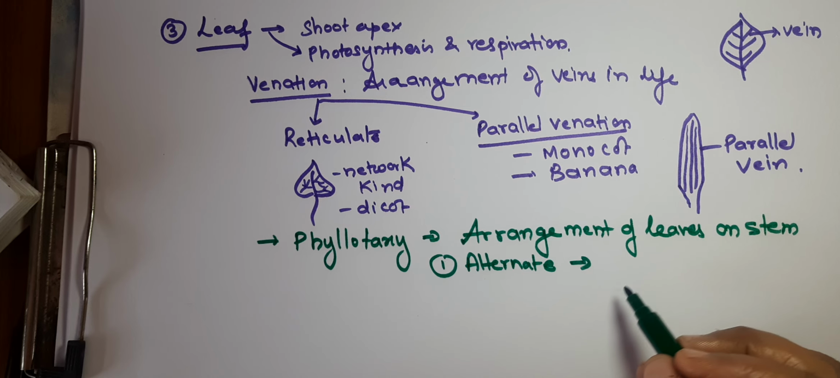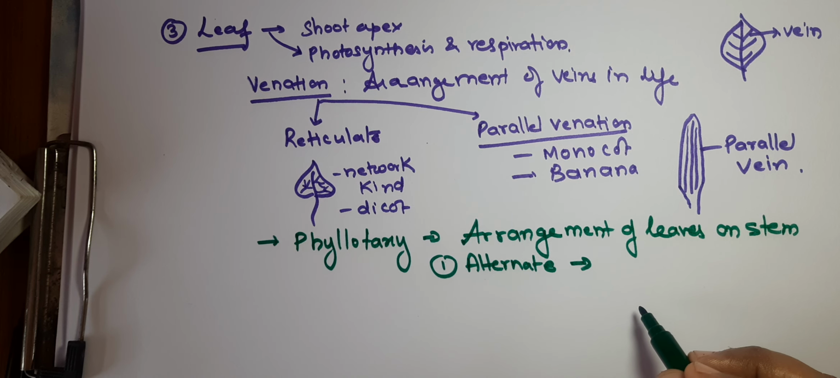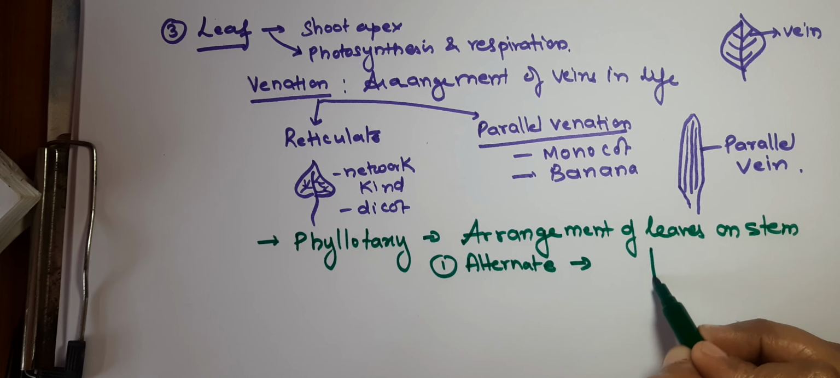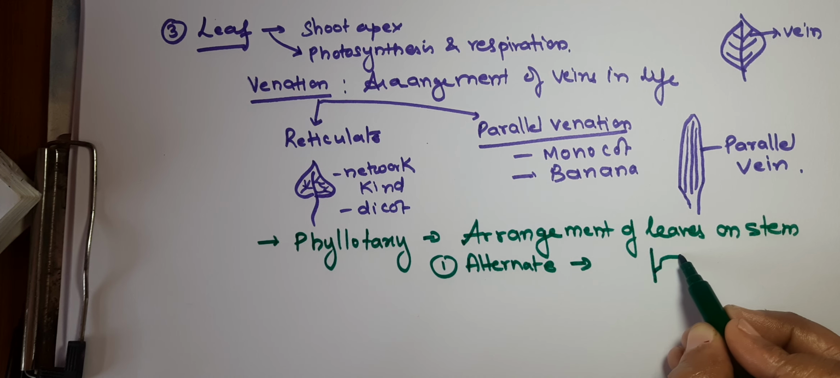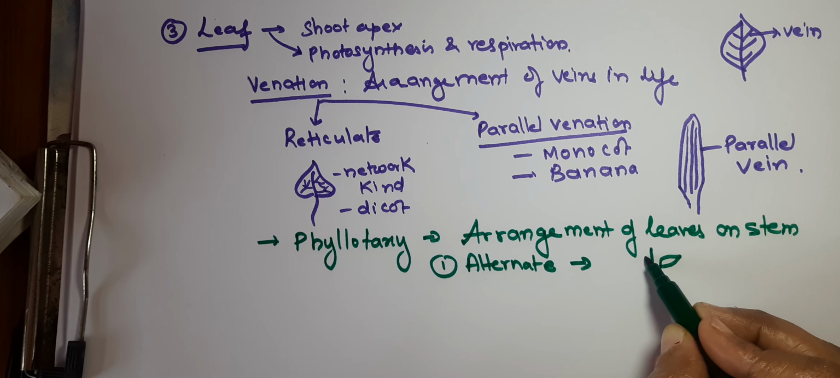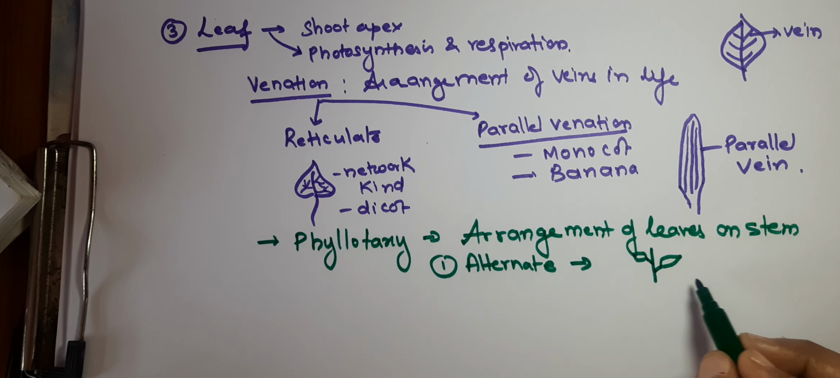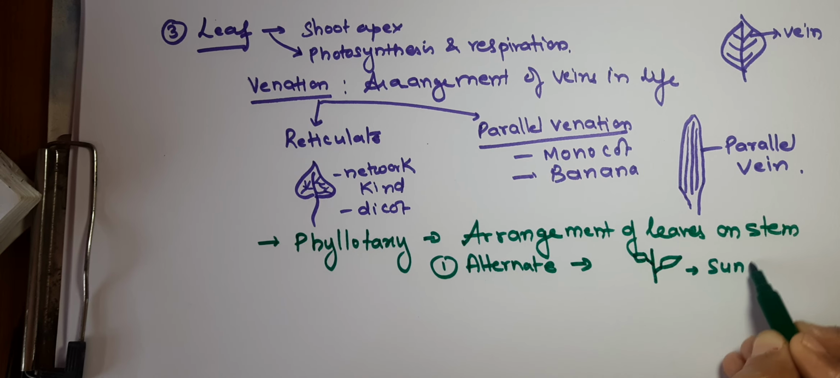The first one is the alternate. In the alternate, each node on the stem has only one leaf attached, so the leaves are arranged in a spiral or zigzag. This is the node, only one leaf is there, and then another leaf is on another node. This kind of arrangement is the alternate arrangement, and it is observed in the sunflower.